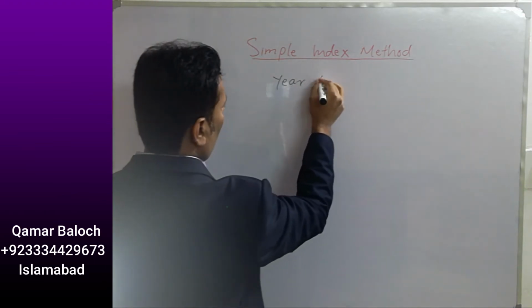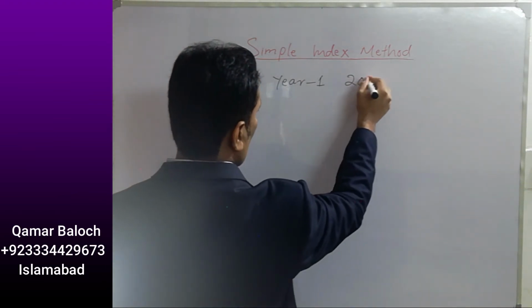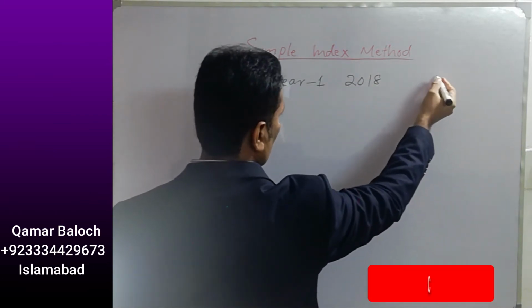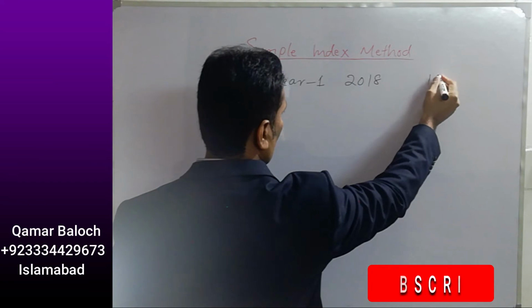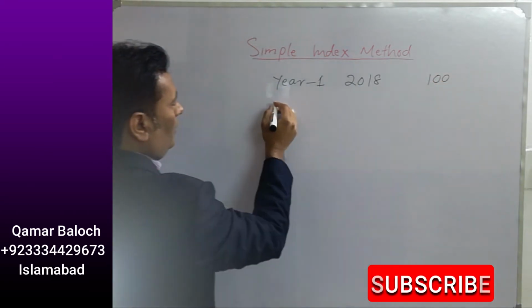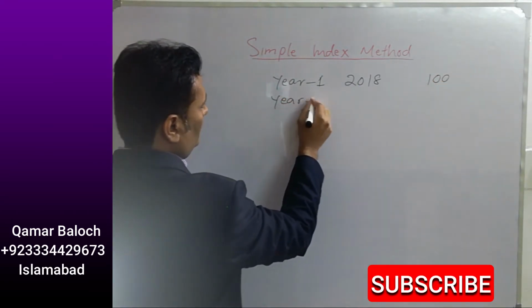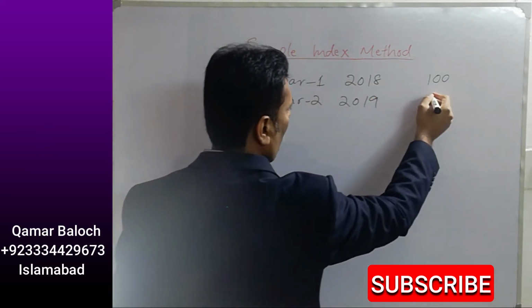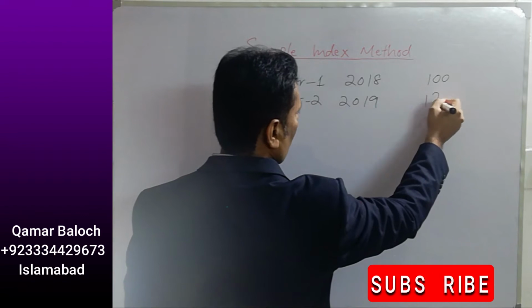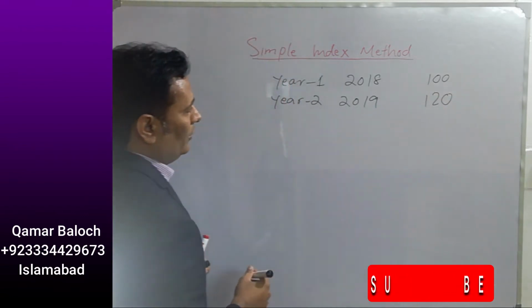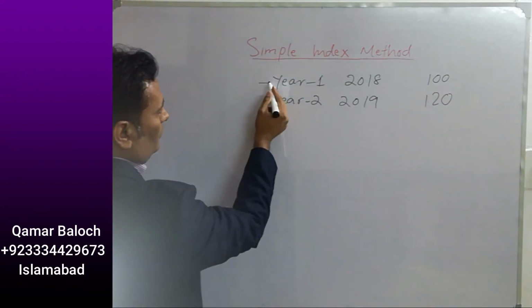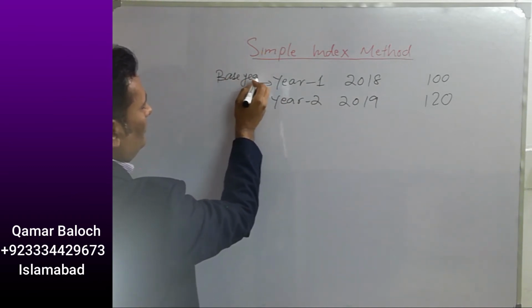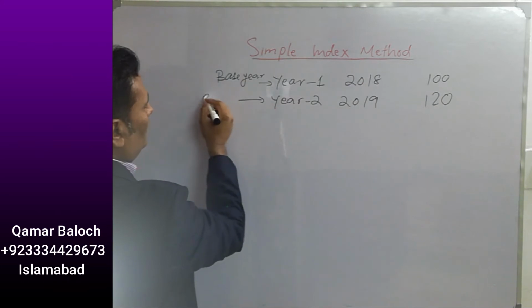Year 1, let's say it's 2018, and in 2018 general price level was, let's say, 100, and in year 2, that is the second year, let's say it's 2019, and general price level is, let's say, now 120. So this year 1 is technically known as the base year. Base year means previous year, and this is known as the current year.